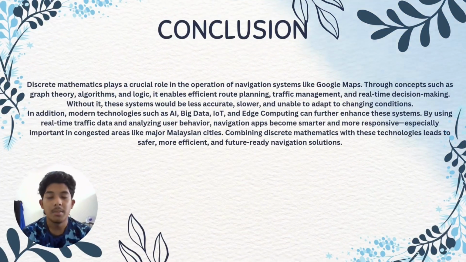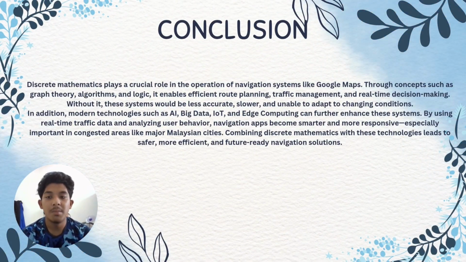To summarize, discrete mathematics plays a vital role in making navigation systems like Google Maps work. Using graph theory and algorithms, it helps plan routes, avoid traffic, and make quick decisions in real time. Without it, the system would be slower, less accurate, and unable to adapt to changing road conditions.